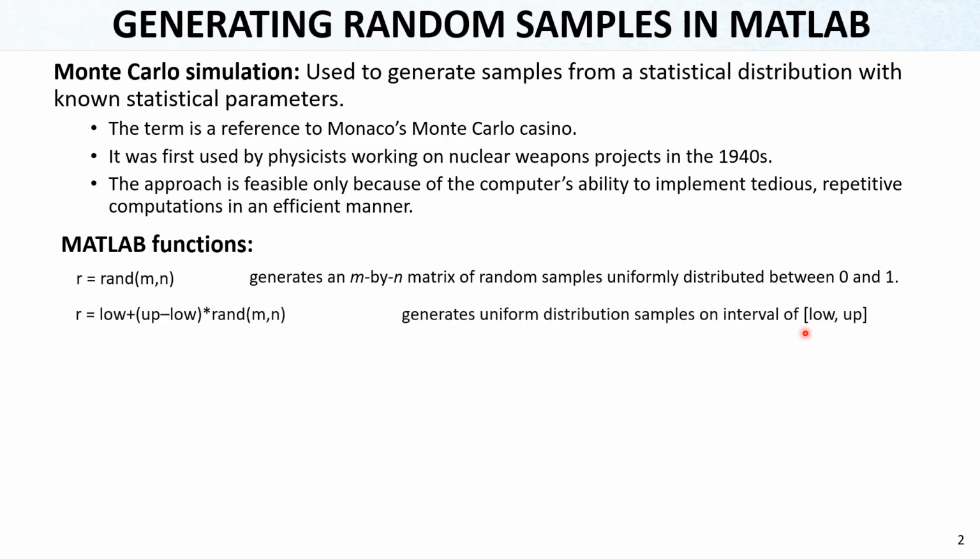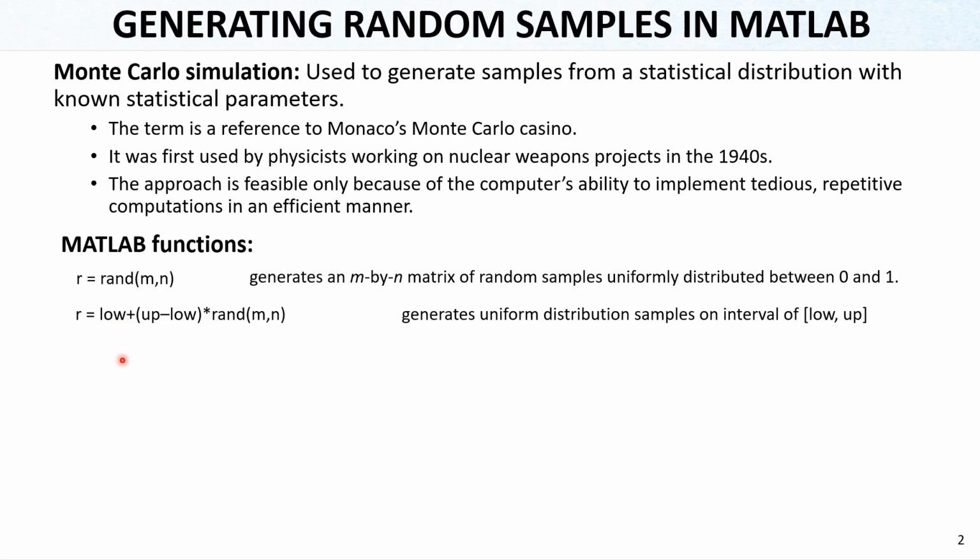If we want another interval, with a different lower and upper bound, then we can generate data between 0 and 1, multiply it by the difference of upper and lower, and add the lower. Then we will have values between the lower and upper bounds, as you can see here.